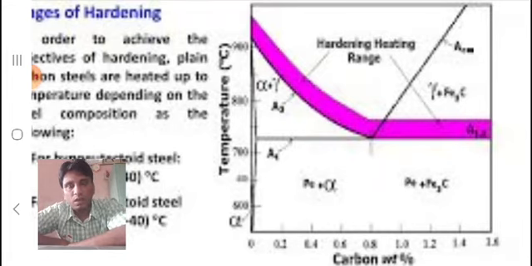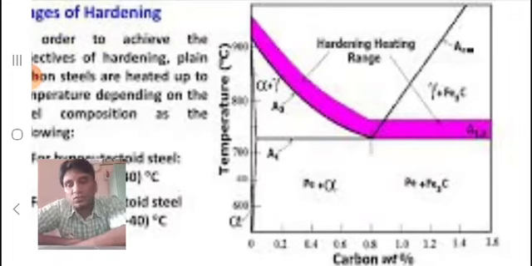So therefore, almost the same hardness but having more ductility than the martensite. So tempering to get a bainitic structure is called austempering.